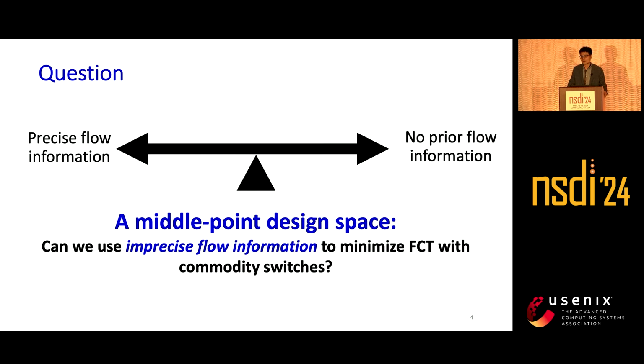So in our work, we look for a middle point in the design space. Rather than relying on precise flow information or no prior information at all, we ask: is it possible to use imprecise flow size information to minimize the FCT with commodity switches?